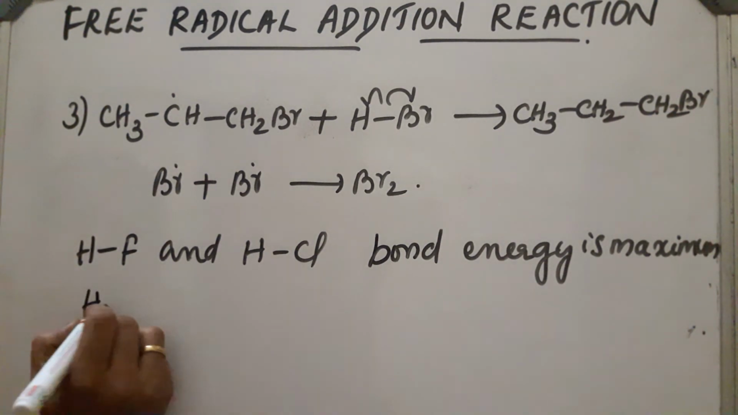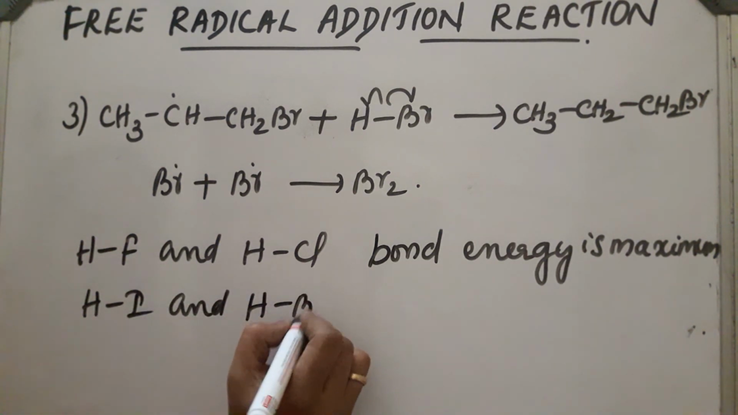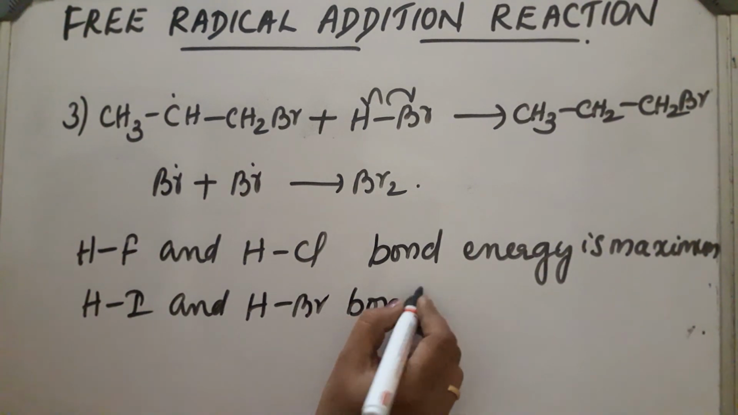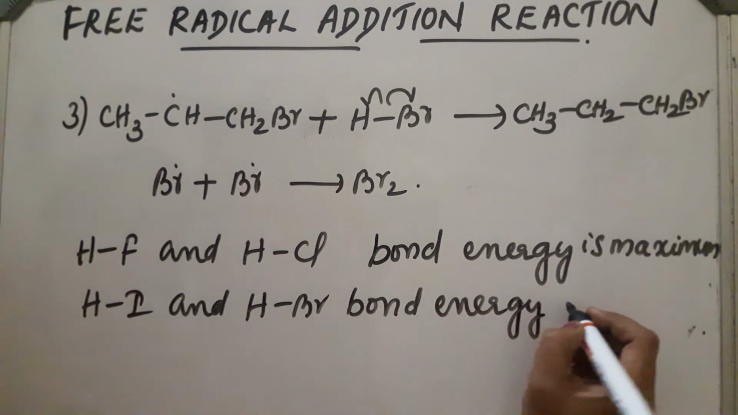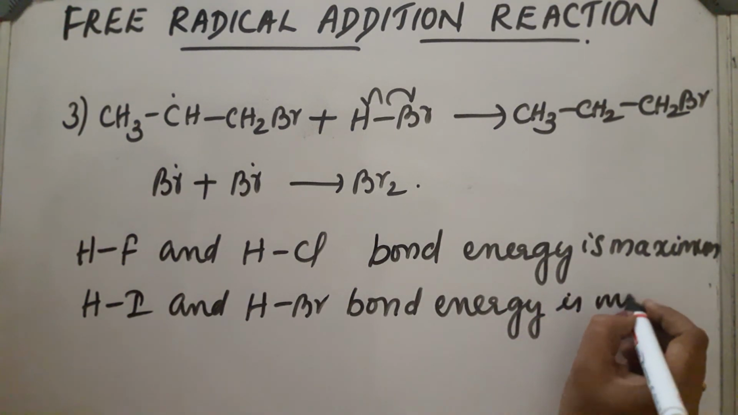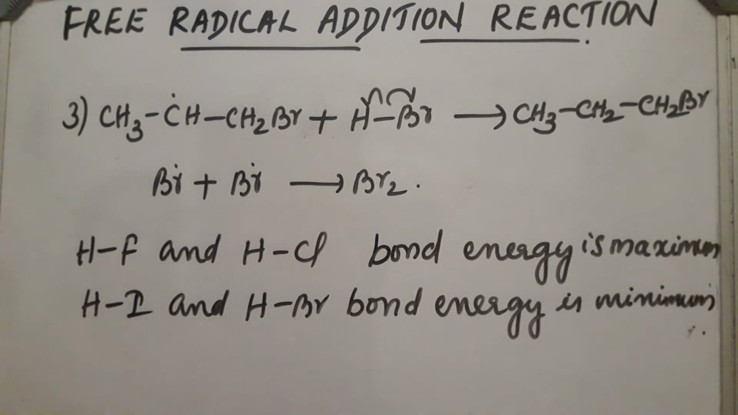But in the case of HI and HBr, the bond energy is less, minimum. So the reaction takes place in the presence of HI and HBr. So this much about the free radical addition reaction.